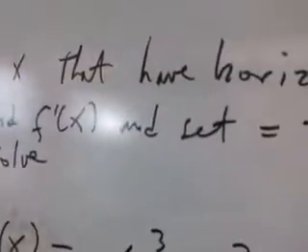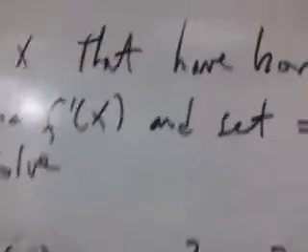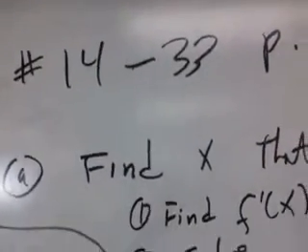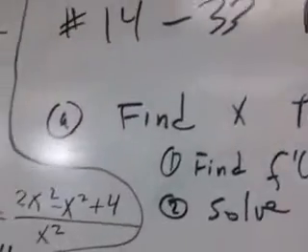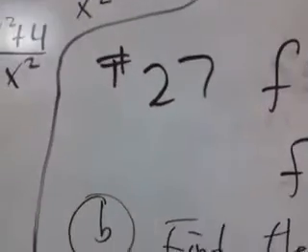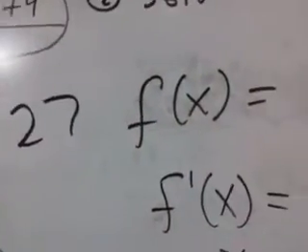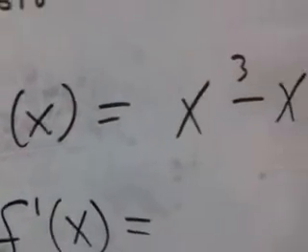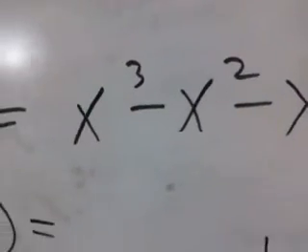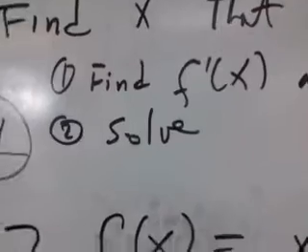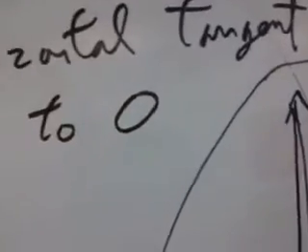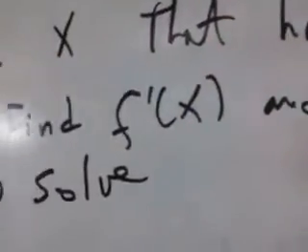Here's an example. These problems are on page 264, problems 14 through 33, and some of the other problems too. But this example here is number 27. For number 27 on page 264, we're given a function. The function is f of x equals x cubed minus x squared minus x. And we have to find the values of x on the graph wherein we have horizontal tangents.